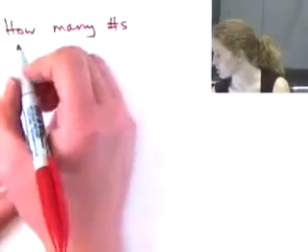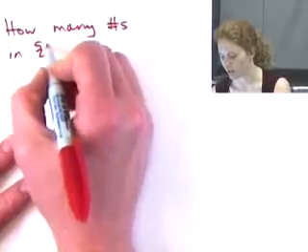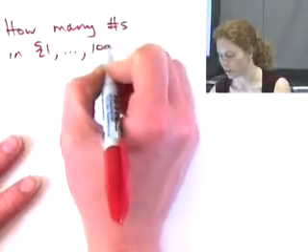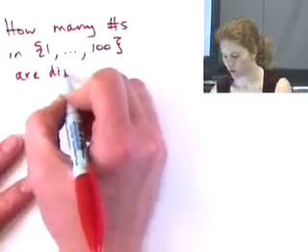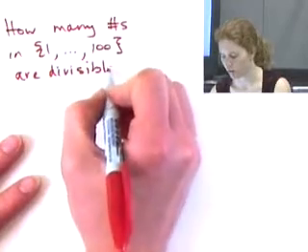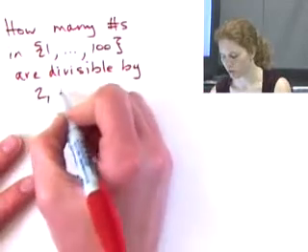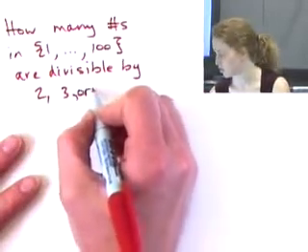Okay, let's do another problem. We've done a similar problem to this before. So how many numbers, integers, in the set 1 to 100 are divisible by 2, 3, or 5?